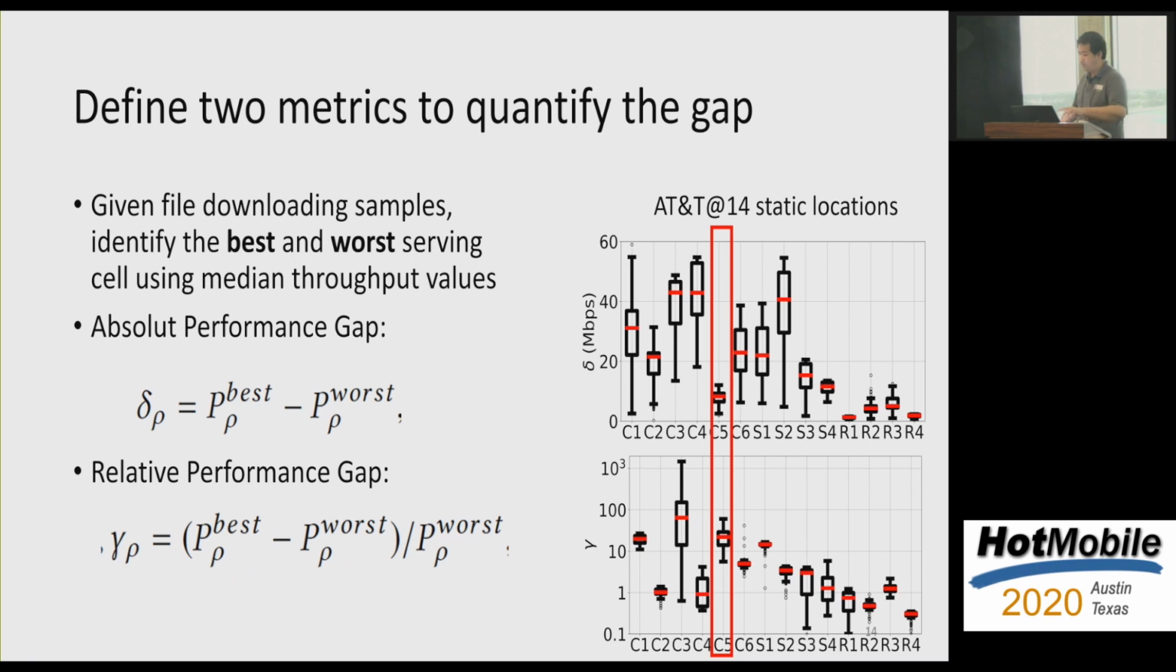These two metrics are delta, which is the absolute performance gap, and gamma, which is the relative performance gap. The reason we need to use both is because, for example, at location C5, although the absolute performance gap is pretty small, the relative performance gap is big. It indicates that the worst serving cell used in location C5 has very poor performance.